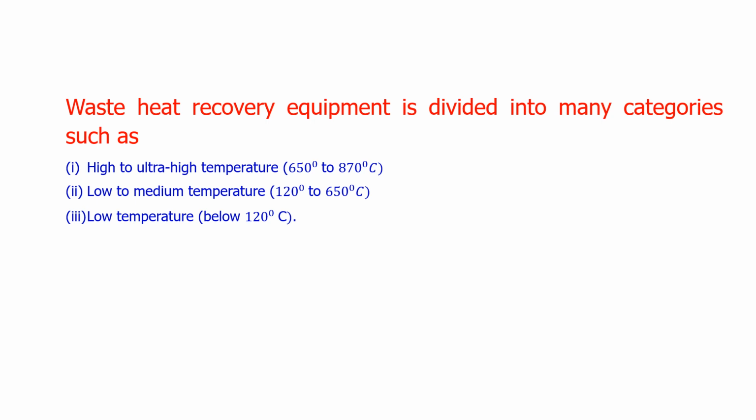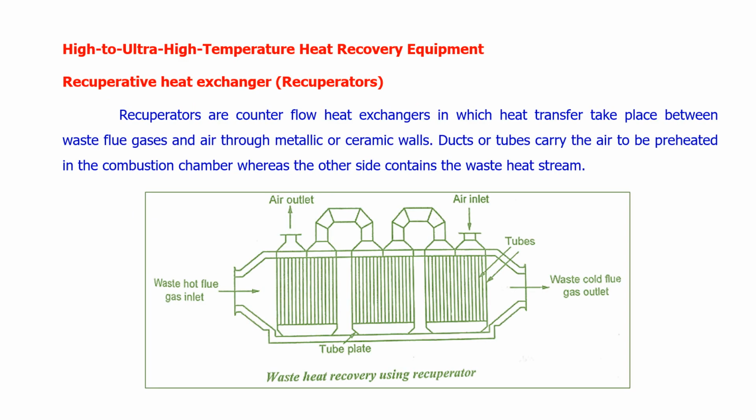So generally we are dividing the equipment into three categories. One is high to ultra high temperature, that is 650 to 870 degrees Celsius. Low to medium temperature, 120 to 650 degrees Celsius. Low temperature, below 120 degrees Celsius. These are the three classifications of waste heat recovery equipment based on the temperature.